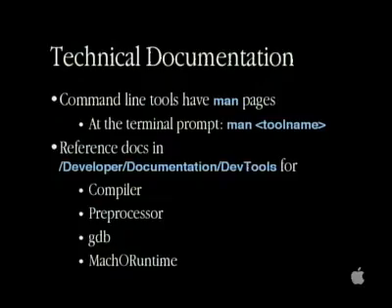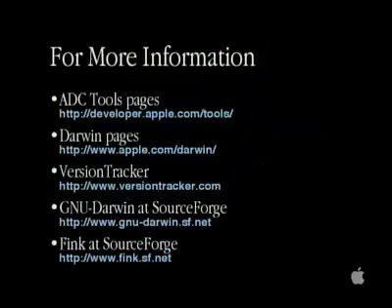Just for your information, technical documentation command line tools all have man pages, and you obtain that man page at the terminal prompt, man tool name, as on any Unix system. There is also reference documentation in the developer documentation dev tools directory, and there's specific detailed information for the compiler, preprocessor, GDB, the Mach runtime, and these are all available in PDF and HTML forms. More information is available through various URL tools. These are all wrapped together onto the master URL list, which we list for everyone.